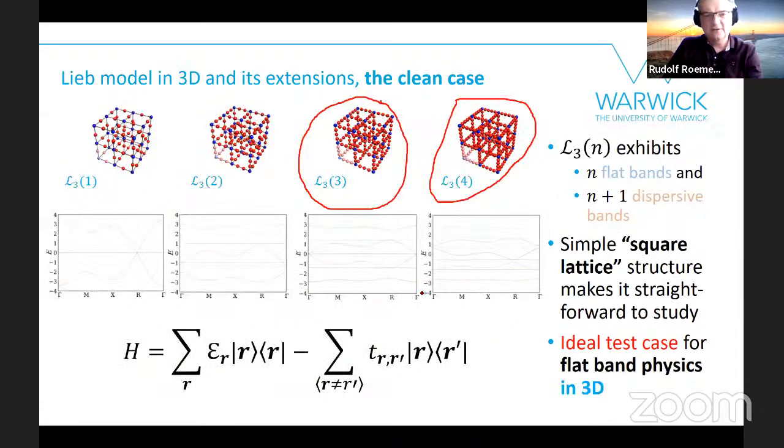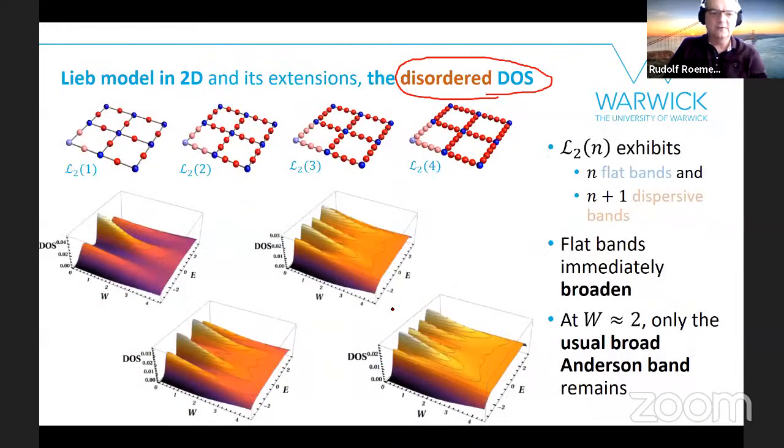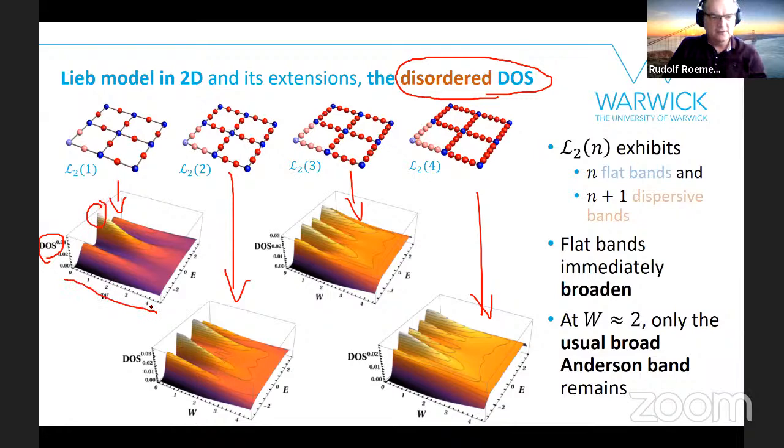Now let's look at what happens to these states when we include a bit of disorder. And here I'm showing you all these systems. So this one connects down here, this one down here, this one down here. I hope this is all clear. You see the density of states. So for L2D1, the original flat band energy was at 0. This is what survives of this peak when you start to include a bit of disorder.